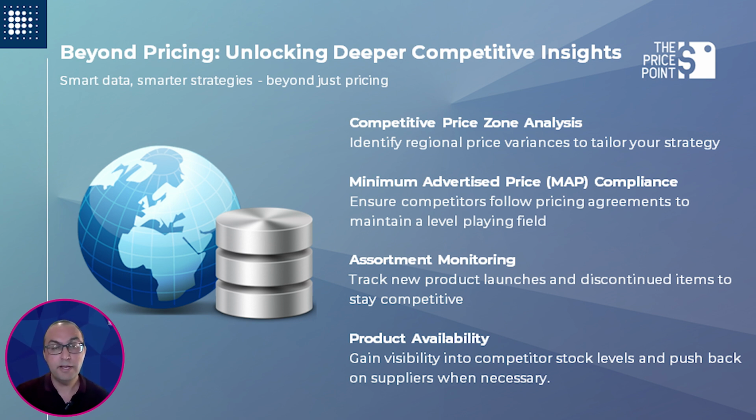Well, think about minimum advertised price compliance. Monitoring whether your competitors are adhering to MAP agreements can help you ensure a level playing field and really avoid any type of price wars that could exist in order to erode margins. Assortment changes, competitive data can reveal which items or brands are being introduced or discontinued, and that helps you really be proactive and adjust your pricing and assortment strategies.